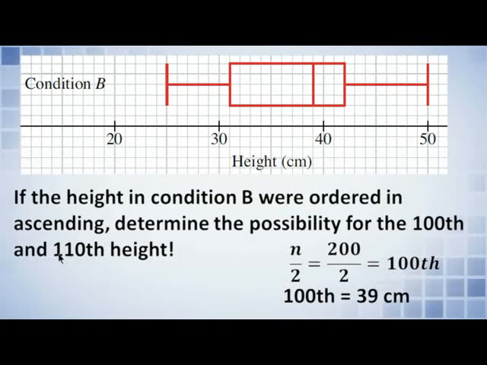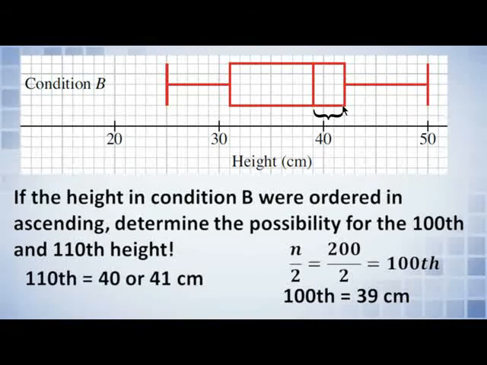Now let's talk about the 110th height, or 110th data. We know that the 110th is between the median, or Q2, and Q3. Here, it's greater than Q2 but lower than Q3. The possible values of the 110th height are 40 or 41, because these numbers are greater than Q2 but lower than Q3. That's the possibility for the 110th height.